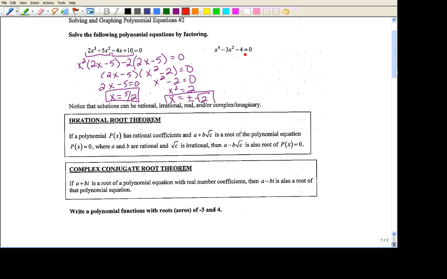We have x to the 4th minus 3x squared minus 4 equals 0. I'm not going to do grouping here because I have an odd number of terms. But I can see that since my exponents decrease by 2 each time, this can factor into 2 binomials of x squared, so x squared times x squared. And we think, what multiplies to negative 4 but adds to negative 3? Well, if we get negative 4 and positive 1, so then we have an x squared minus 4, that's the difference of perfect squares.